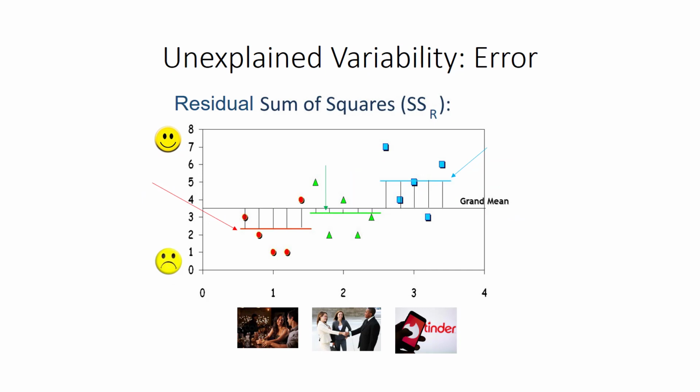To calculate the unexplained variability, we now estimate the differences between each group mean and each score from every couple within the group. We square those differences and add them up. This is basically the error in a model that is unexplained by the group factor.